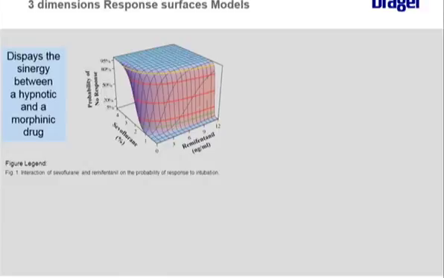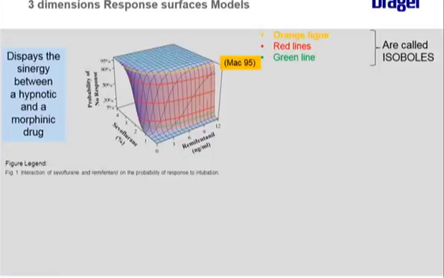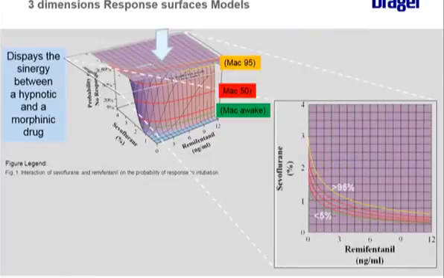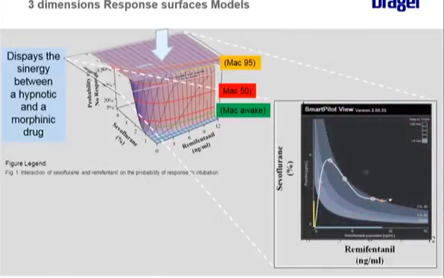This is the mathematical model of the interaction between, for example, sevoflurane and remifentanil, and the probability of not responding on the left side. When we take these figures, it's very easy: you have some lines, here the MAC 95, the MAC 50 here, and the MAC awake here on the drug interaction. What we did in SmartPilot View was look at the graph from the top. We took this picture from the top and put it in 2 dimensions that are easy to follow, and then it is exactly the SmartPilot View screen.